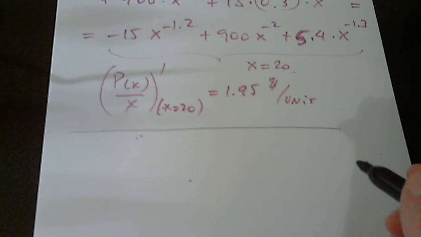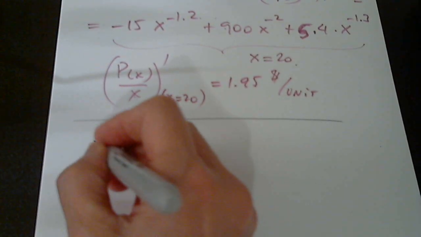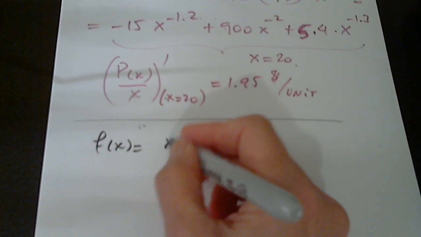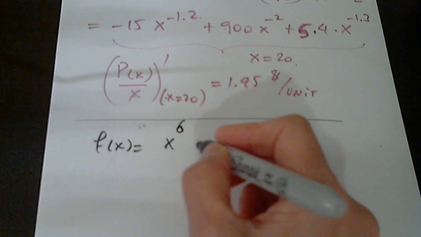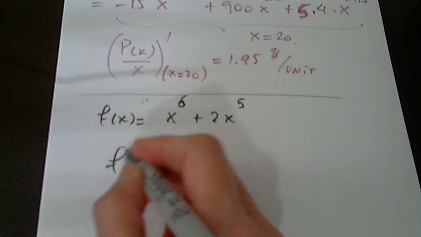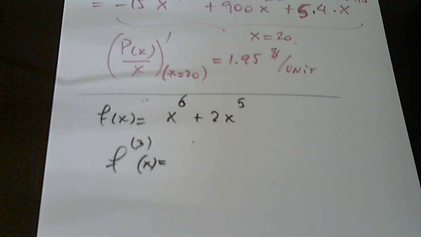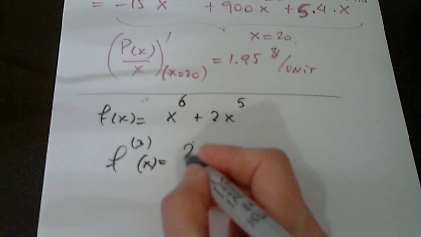So if you're asked to find a higher order derivative, let's say as an example, I may have x to the sixth plus 2x to the fifth, and let's say I'm asked to find the third derivative. So let's say this is the question.